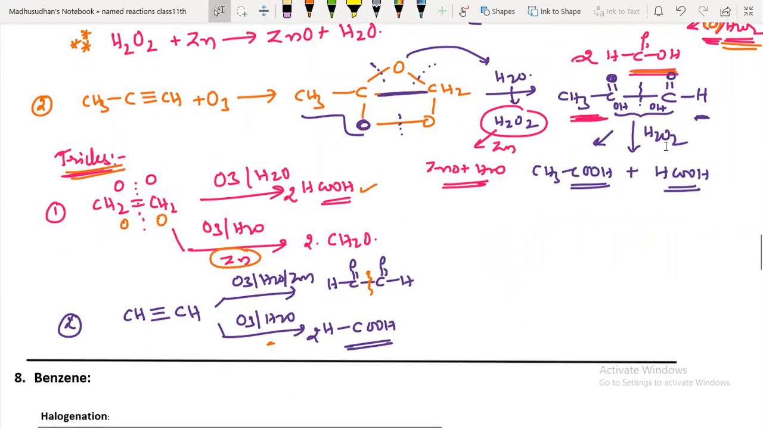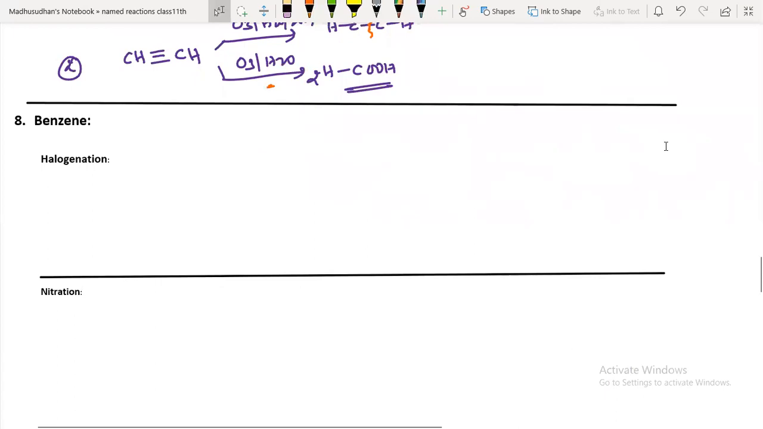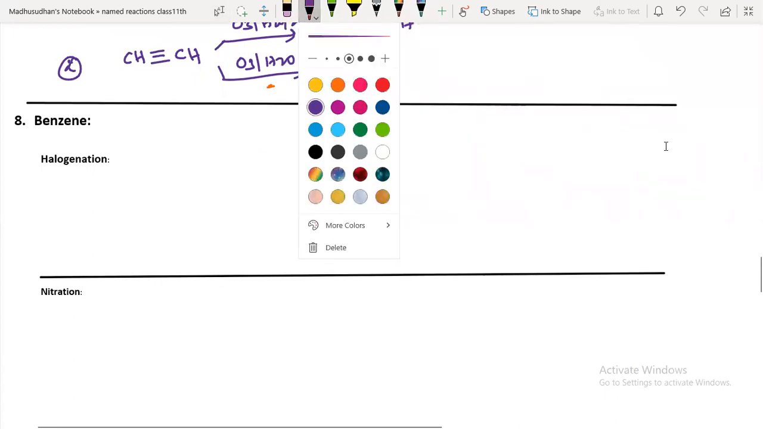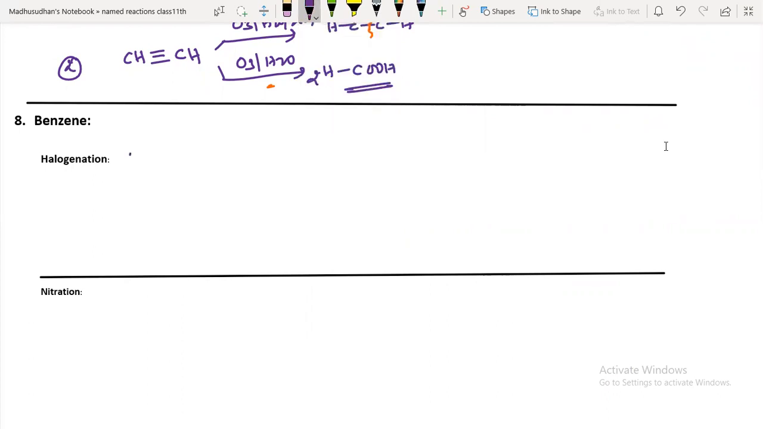Okay. Next one, benzene. So in benzene, halogenation reaction we are going to discuss. What are the reagents used in halogenation? Any halogen, mostly chlorine, bromine, in the presence of AlCl3. So here, this halogen I will take chlorine. What is the electrophile created in this? Cl plus is the electrophile.